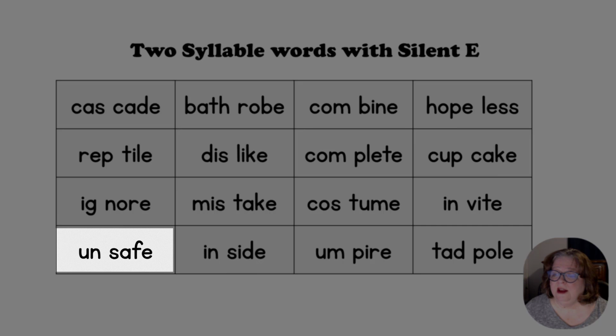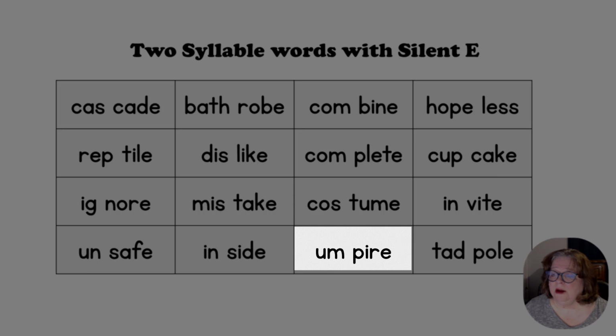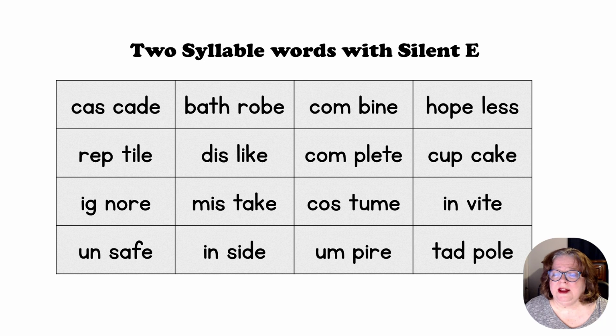Unsafe. Inside. Umpire. And notice that here the I does say its name. The IR by itself would make a different sound, but when there's an E there, the I is saying its name. Umpire. And finally, tadpole. All right, thank you for joining me.